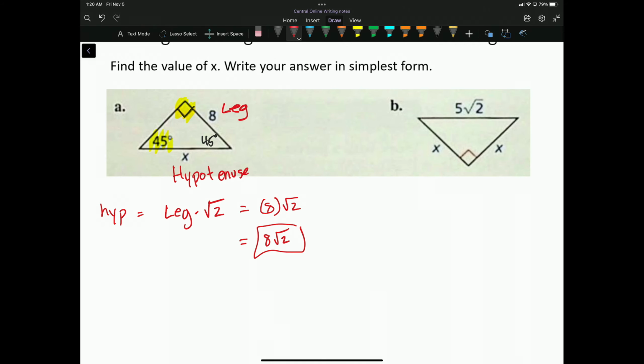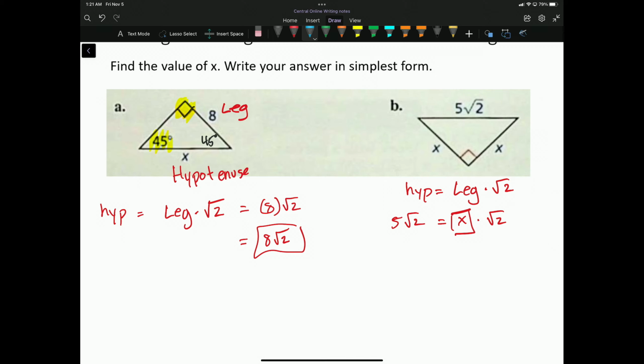All right, for the next problem, let's write this out. We said our hypotenuse equals our leg times the square root of 2. We don't know what our leg is, right? Our leg is going to be x. But we do know that our hypotenuse is 5 times the square root of 2. So I want to try and get the x by itself.